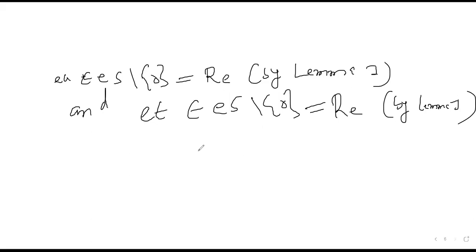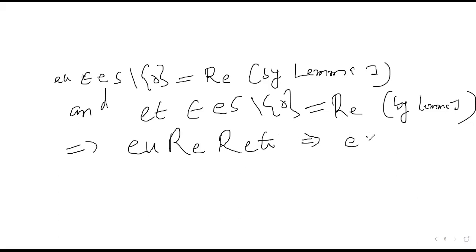This means EU is R related to E, and E is R related to ET. Now combining these two, because R composition R is R, EU is R related to ET. It means EU is R related to ET. And R is a left congruence.